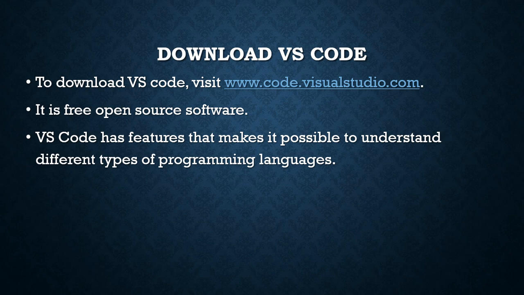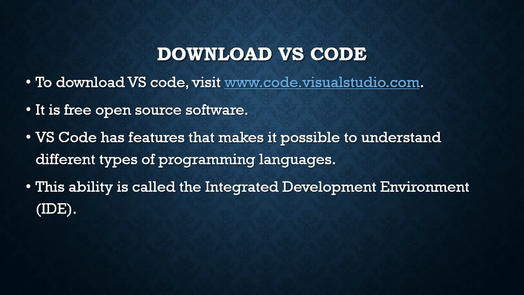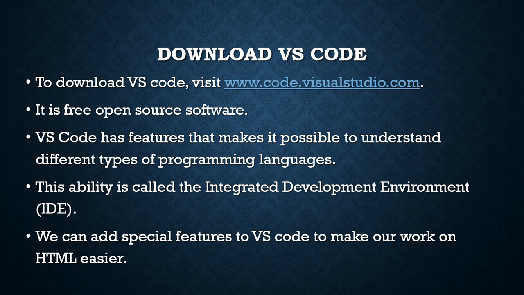Now, Visual Studio Code has features that make it possible to understand different types of programming languages. So it understands HTML, it understands other languages, Python, Java, and etc. But to make this work, we have an ability that is already built into Visual Studio Code that we call the Integrated Development Environment, that is the IDE. The IDE allows the text editor to understand different types of language.